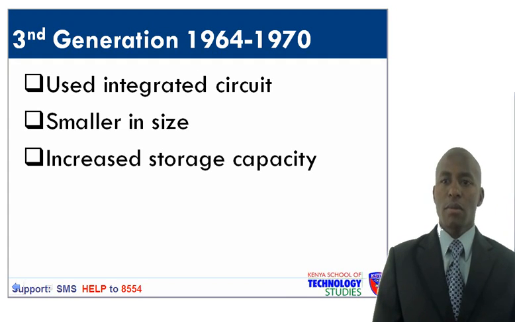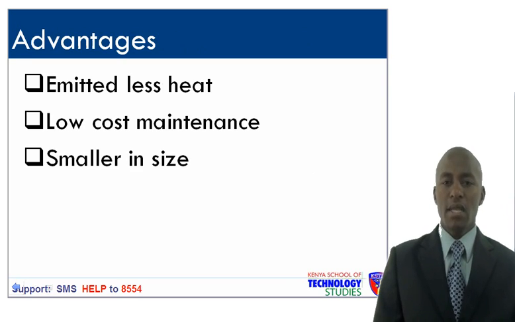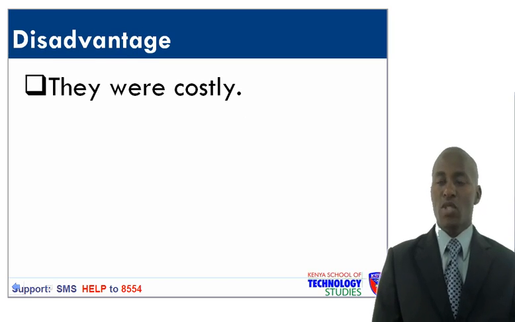Third generation, that was from 1964 to 1970. This one used integrated circuits. It was smaller in size. Again, it had increased storage capacity compared to the two above. Advantages: it emitted less heat. It also had low cost maintenance. Again, it was smaller in size compared to the two above.